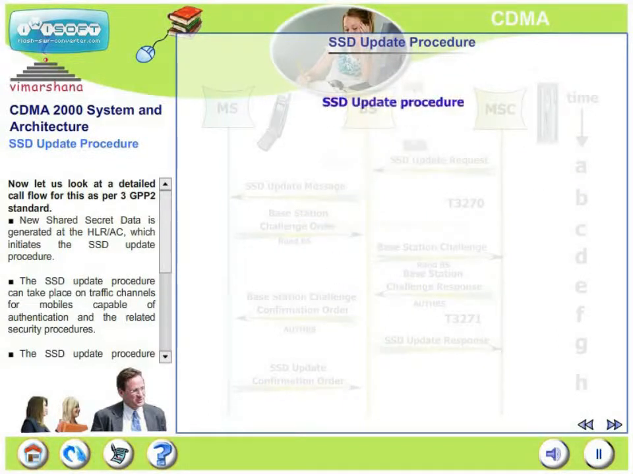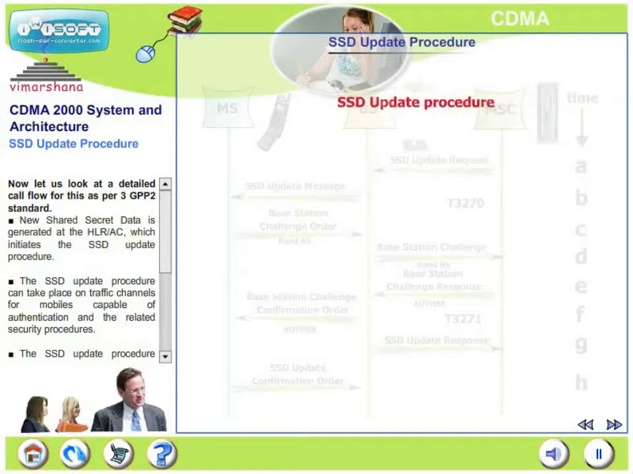Now let us look at a SSD update procedure. Already there is a valid SSD going on between the mobile and the MSC, and MSC suddenly finds a need for the mobile to update its SSD, and this call flow is going to talk about SSD update. Now the new SSD is generated at the HLR authentication center, which initiates this SSD update procedure.